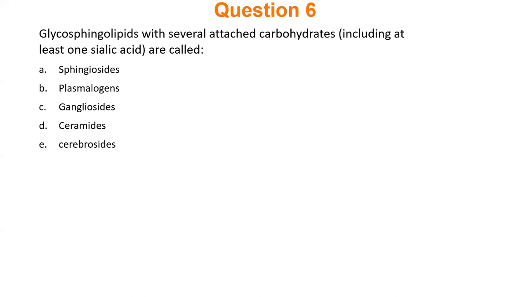All righty. So I guess it's still early. But the correct answer is gangliosides. It was actually a 50-50 split between gangliosides and sphingosides. Like I just said a bunch of times, if you have a sphingoside that has a bunch of sugars on it, that's called a ganglioside. So it is C. And gangliosides always have at least one sialic acid.